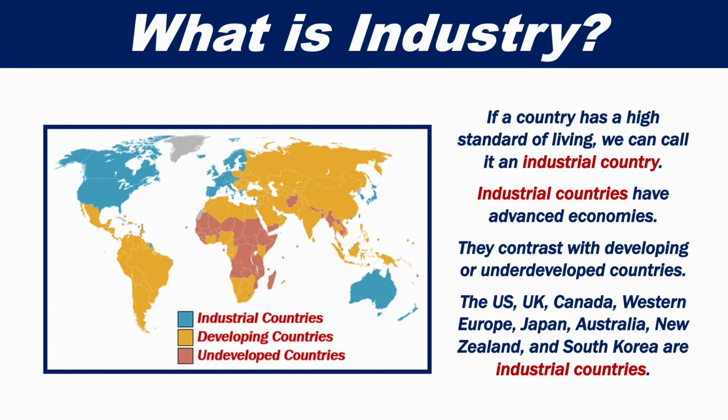If a country has a high standard of living, we can call it an industrial country. Industrial countries have advanced economies. They contrast with developing or underdeveloped countries. The US, UK, Canada, Western Europe, Japan, Australia, New Zealand, and South Korea are industrial countries.